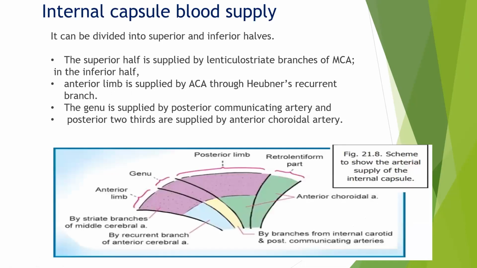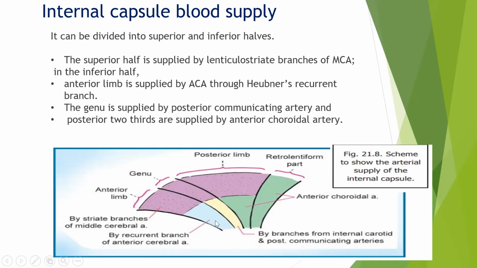In exams, they frequently ask what is the blood supply of the internal capsule. Ninety percent of examiners will be asking this question. So you just have to divide it. As you would have read in anatomy, into the superior half and the inferior half. The superior half is all supplied by the lenticulostriate branches of the middle cerebral artery. All these are MCA. The inferior half, you have to divide into three.